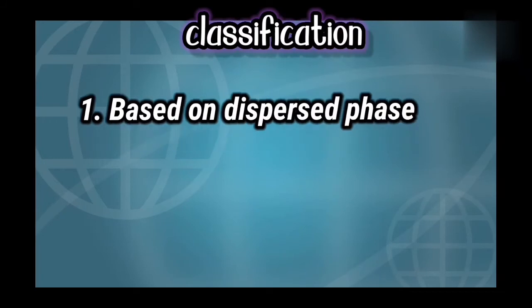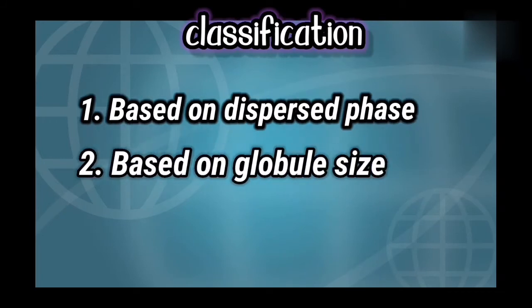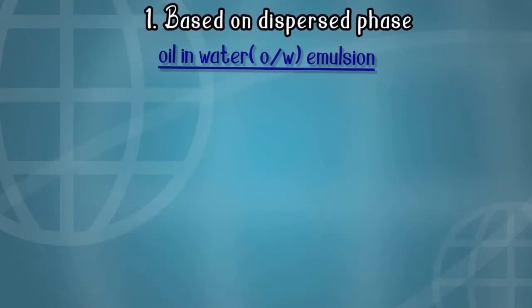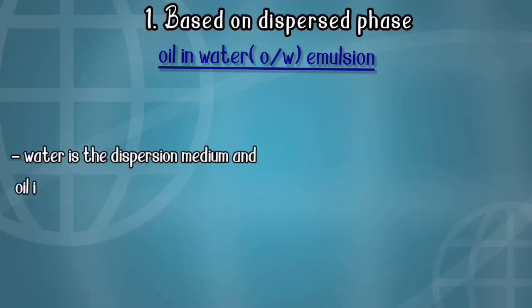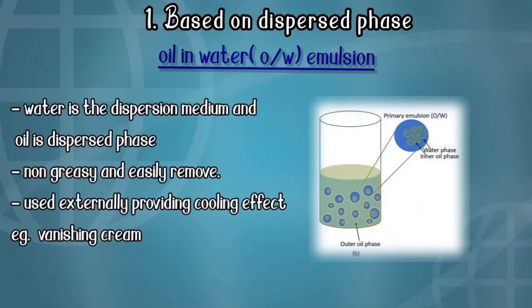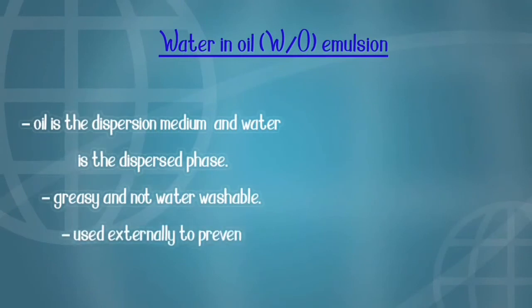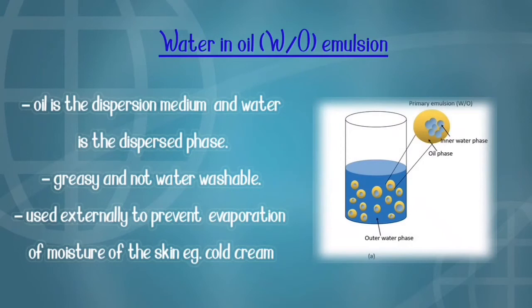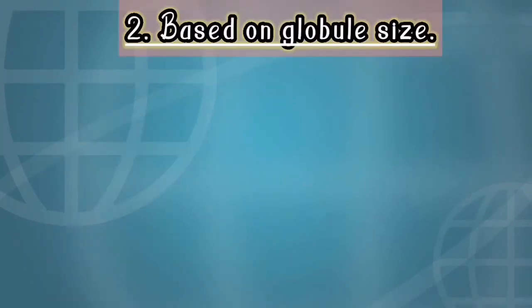Classification of an emulsion is based on three types: based on dispersed phase, based on globule size, and special type of emulsion. Firstly, we discuss based on dispersed phase. They are further classified into two types: oil in water emulsion and water in oil emulsion. First one is oil in water emulsion, in which water is the dispersion medium and oil is the dispersed phase. It is non-greasy and easily removed. It is used externally to provide a cooling effect. The second one is water in oil emulsion, in which oil is the dispersion medium and water is the dispersed phase. It is used externally to prevent evaporation of moisture from the skin.